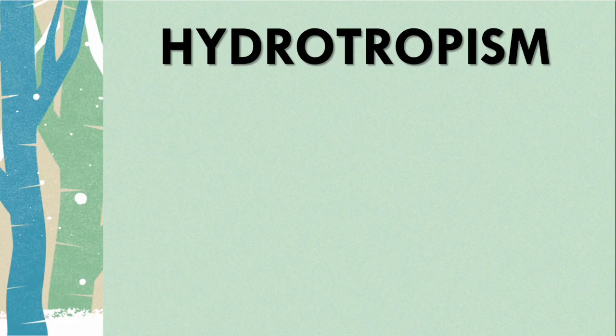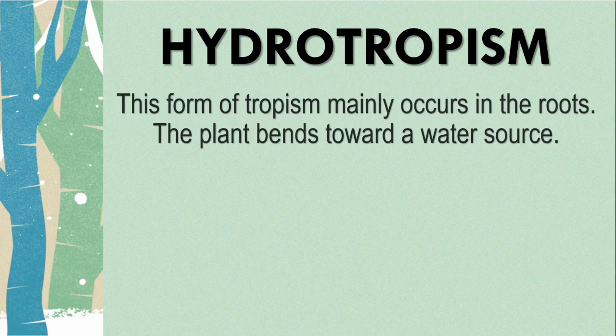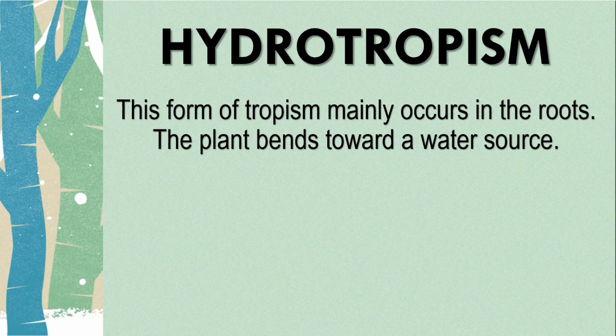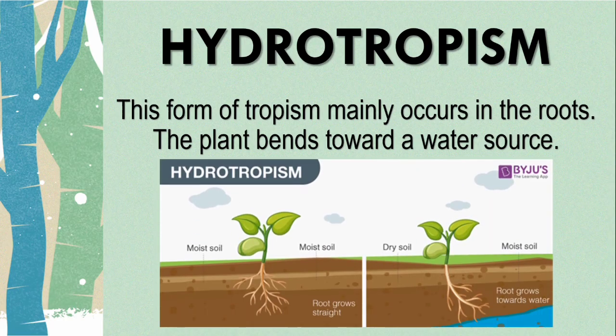Okay, next is Hydrotropism. This form of tropism mainly occurs in the roots. The plant bends toward a water source. This is the example of Hydrotropism. For further explanation, please watch the next video.